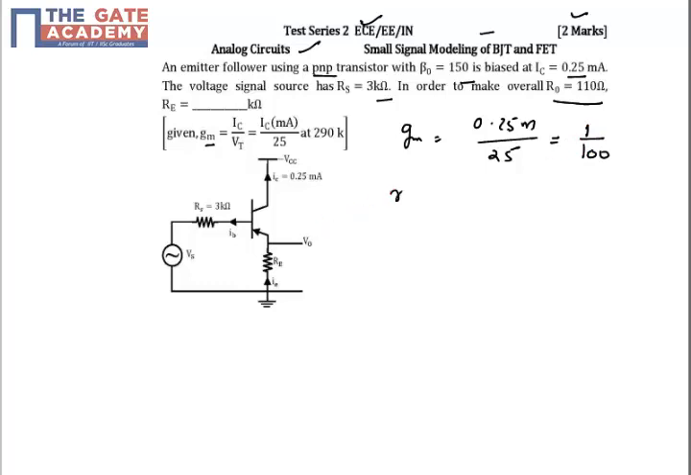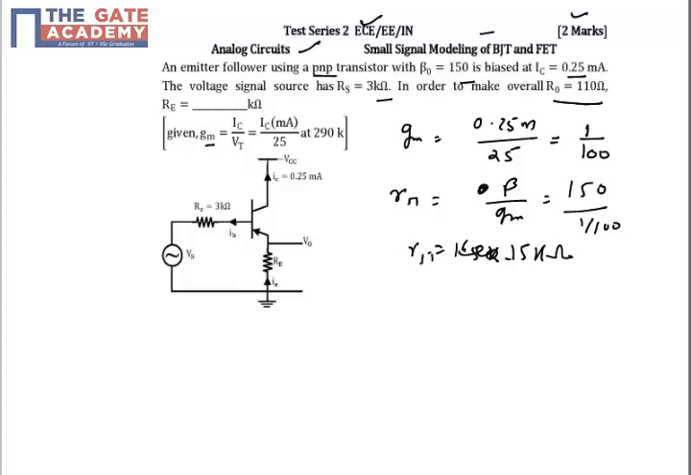And another relation we know is that r-pi is equal to beta by gm. So beta is already given to us as 150, and gm is 1 by 100. So the value of r-pi is 15 kilo ohm. So the value of r-pi we have calculated.